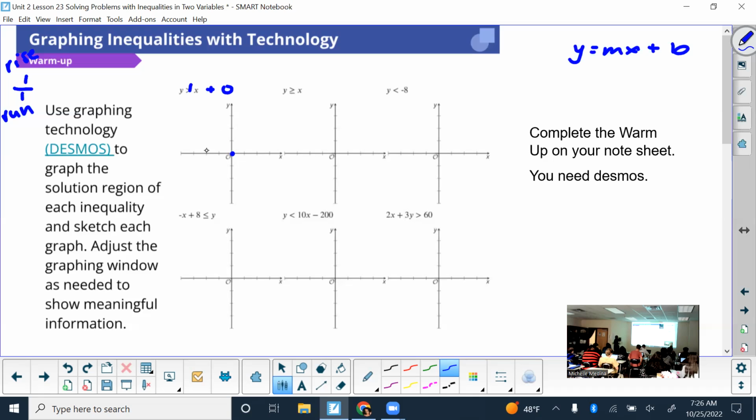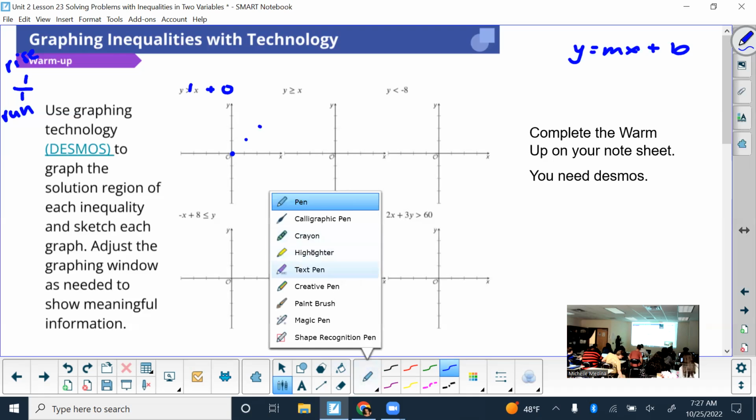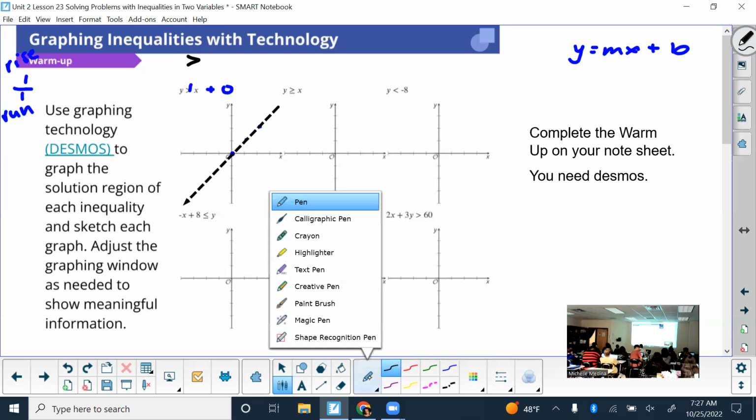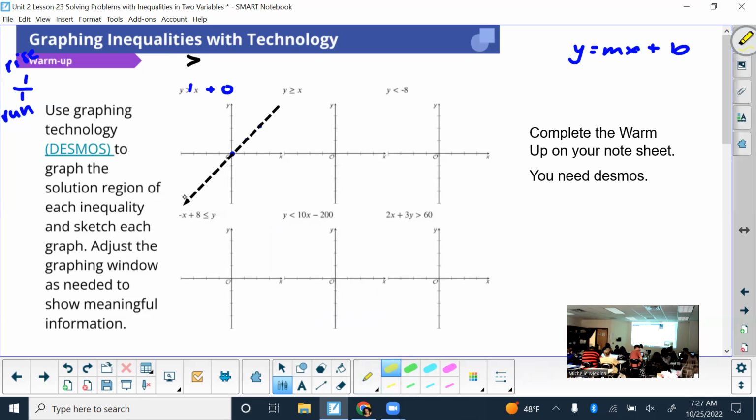And there's no like super nice grid, but you can still graph it. You go up 1 to the right 1. Up 1 to the right 1. And would this be a solid line or a dashed line? Dashed. Then how do you know? Because of the symbol. All right, it is greater than, so no line underneath would be a dashed line. And would it be shaded above or below? Above. All right.